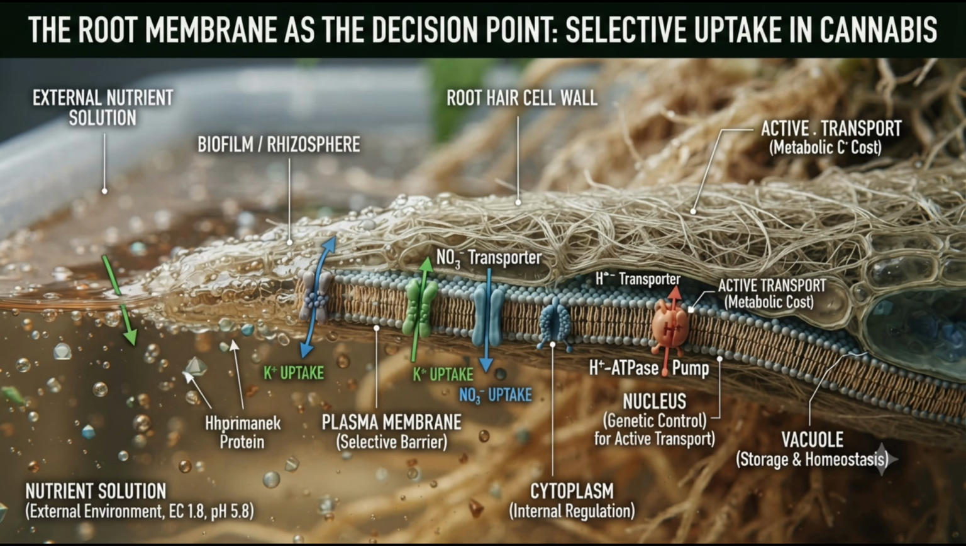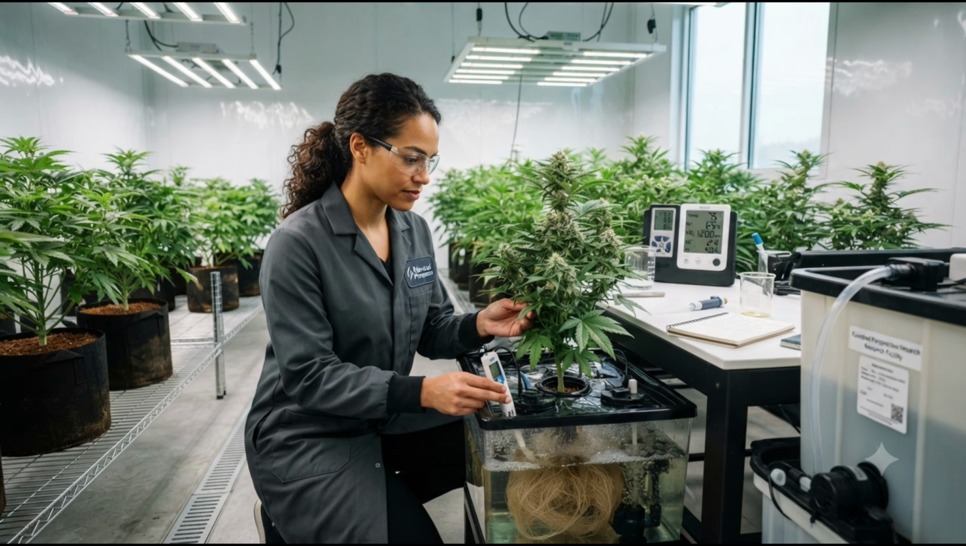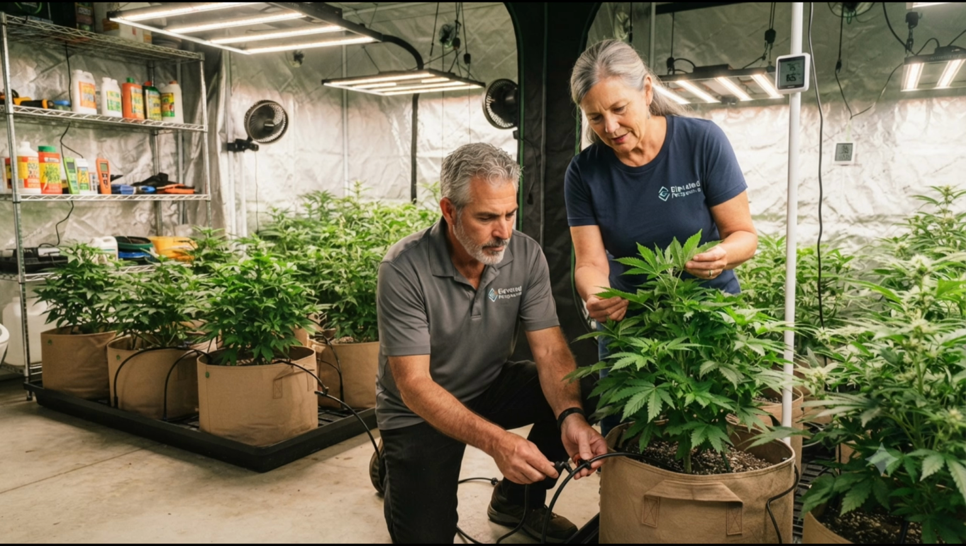Despite these differences, all systems converge at the same regulatory interface, the root membrane. This is the final point where external design becomes internal biological response. Everything before this is system architecture. Everything after this is plant regulation.